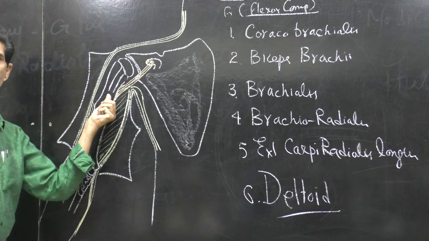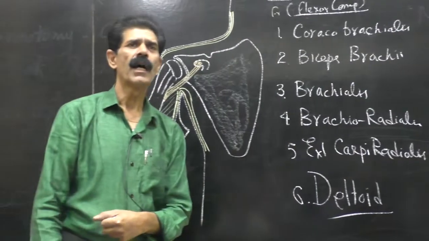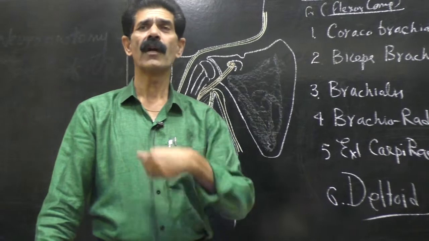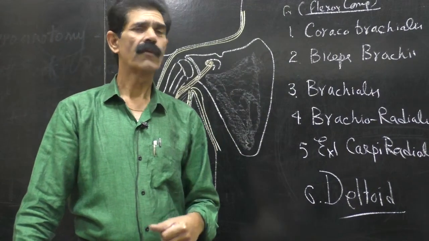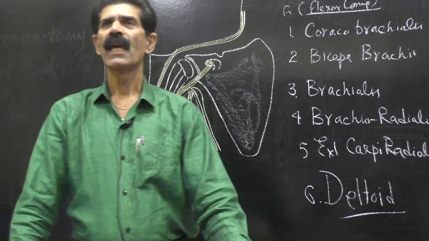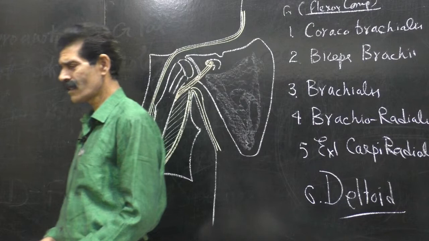And this insertion is very, very important because at the level of the thoracobrachialis insertion, about 10 things occur, as we have done in the sternal angle. Same is it. You have to remember 10 things occurring at the level of insertion of thoracobrachialis.